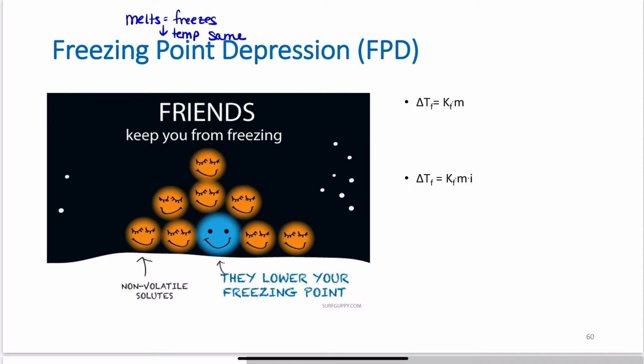But we add salt to the roads, and even within our own walkways and stuff, we add salt to make the ice melt faster. It melts below its freezing point. Freezing point depression. It's going to allow us to reach that point faster. Freezing point's a little bit easier for students to think about.